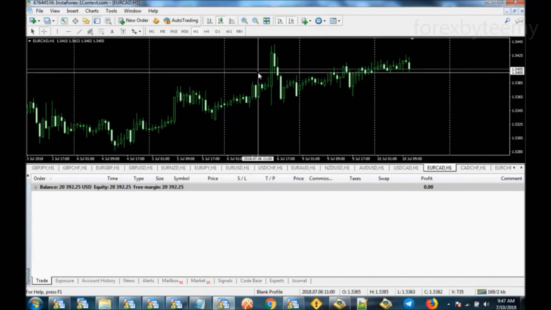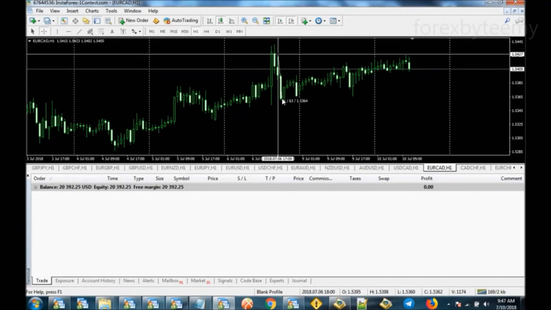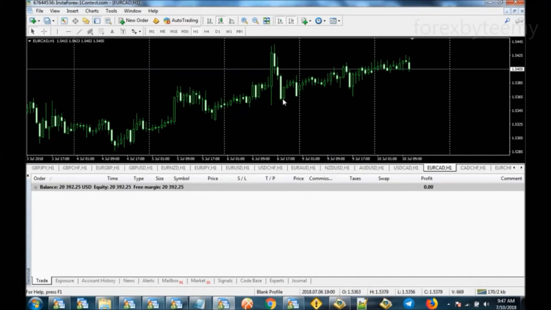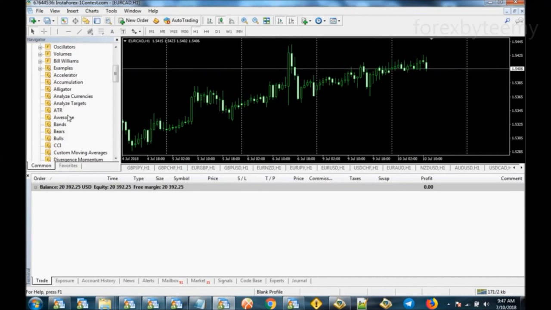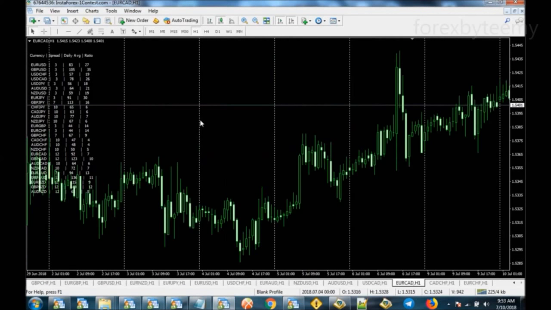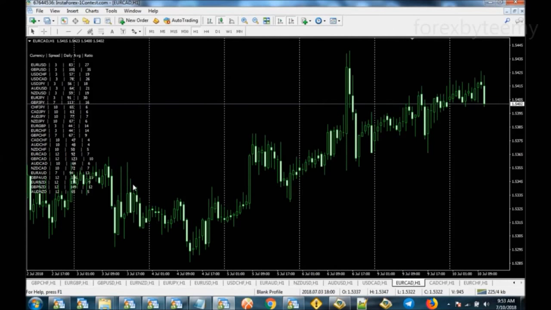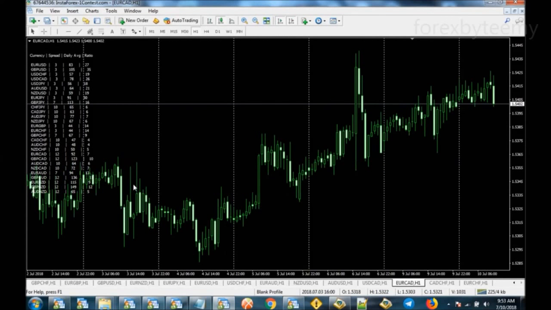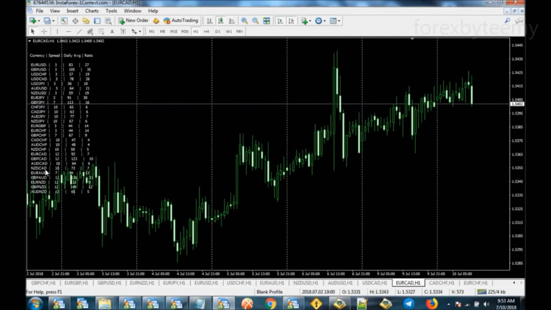Another factor that can change this is the fact that these currencies have different trading ranges, one from the other. So this analyzes currencies here. It will give us the average daily range for each of these currencies. So we have EUR CAD. Where are you? Somewhere.